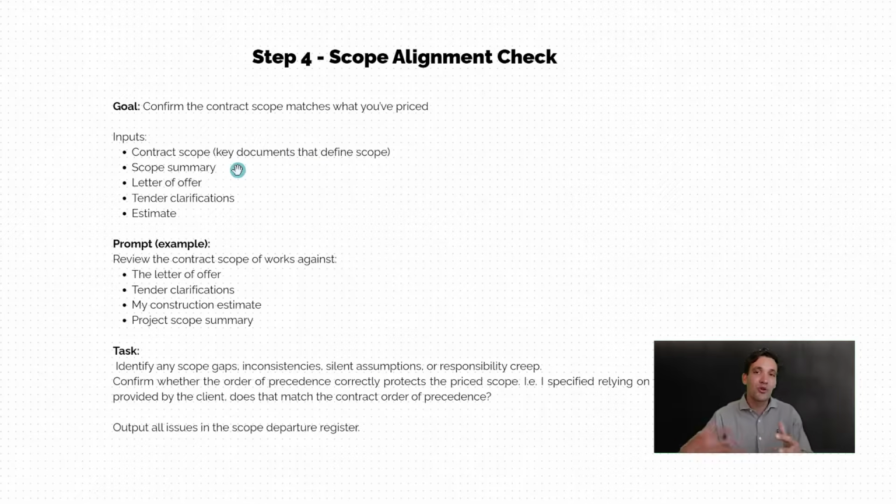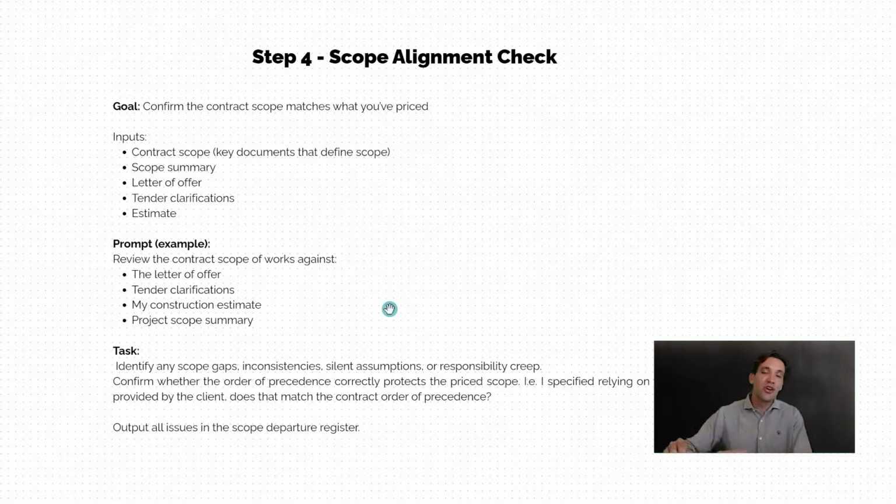If they're too big, you've got too many documents, then you should do that summary prompt I showed you before. You break them down first. You should upload the scope summary, the letter of offer, any tender clarifications, and also your estimate. And what you want to do is review the contract scope of works against your letter of offer, your estimate and what you've included in it, any tender clarifications, and you want to make sure that there's no scope gaps within the submission.